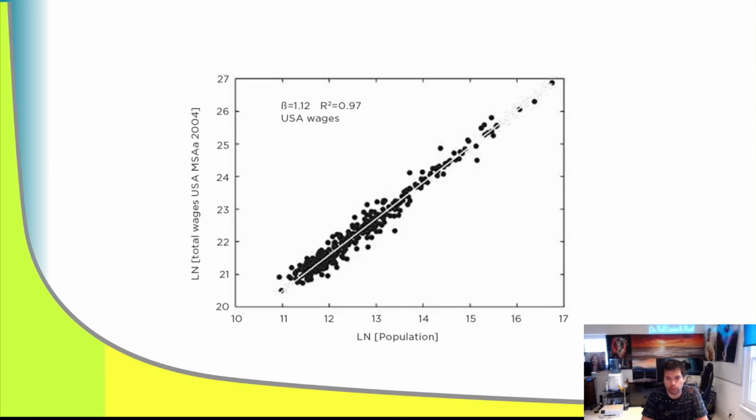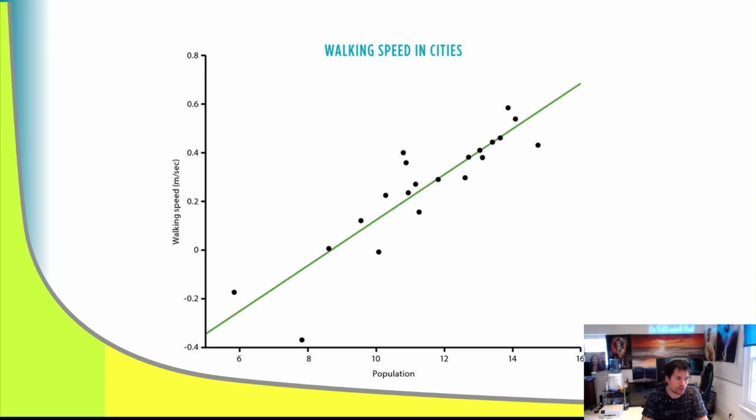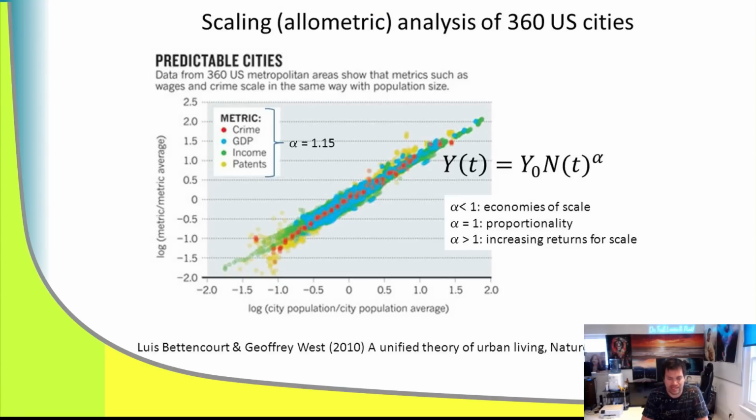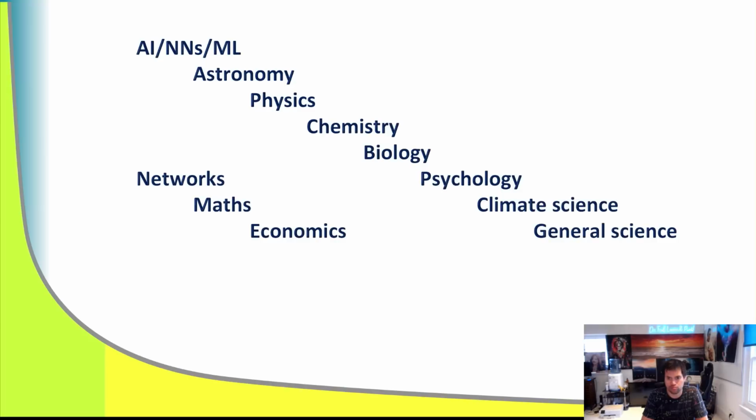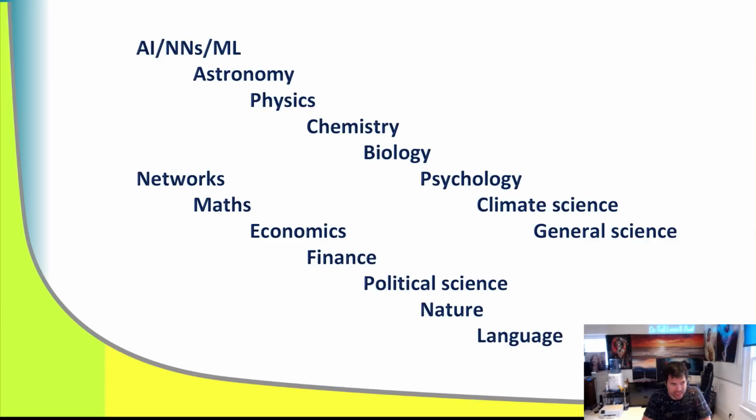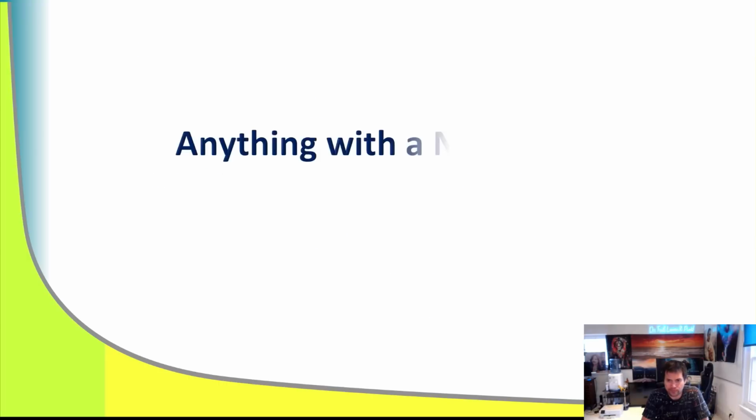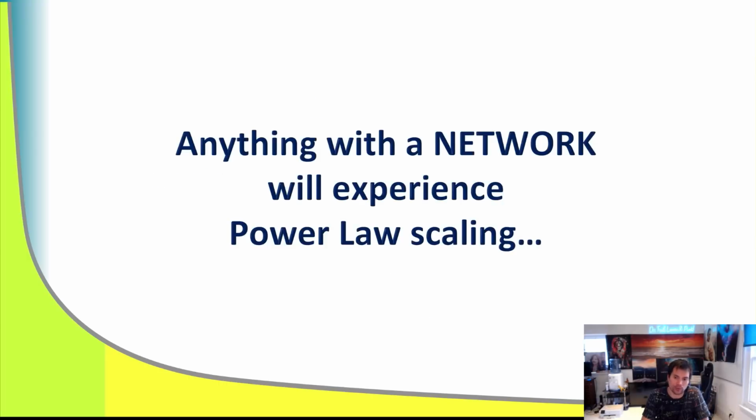You can have a look at wages per population of a city, the average walking speeds per city. Basically, the bigger the population of a city, the higher the walking speed. And everything about cities, because they are network in nature, every part of it is all on the power law. So pretty much everything you can think of applies to the power law, which is absolutely fascinating for me. Ever since I've got into this, I'm learning more and more about the power law, and it just seems like, holy smokes, there's something here. Anything with a network will experience power law scaling.